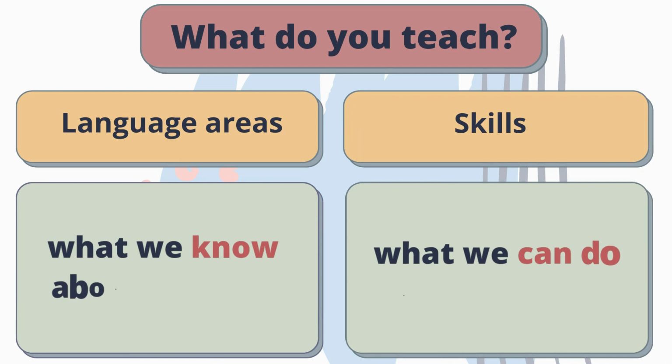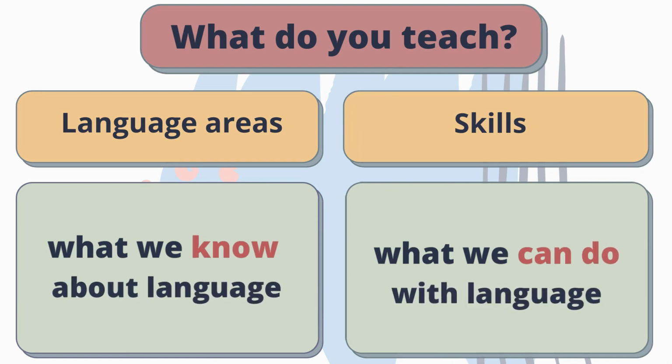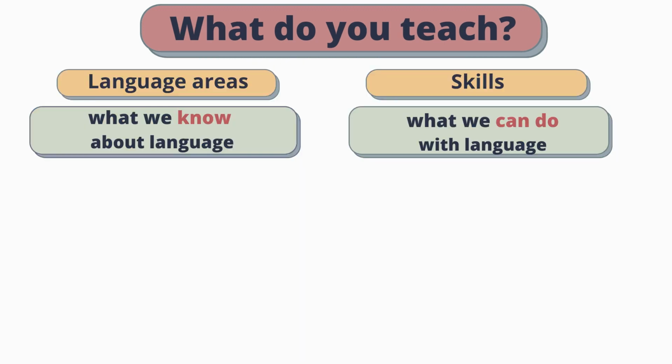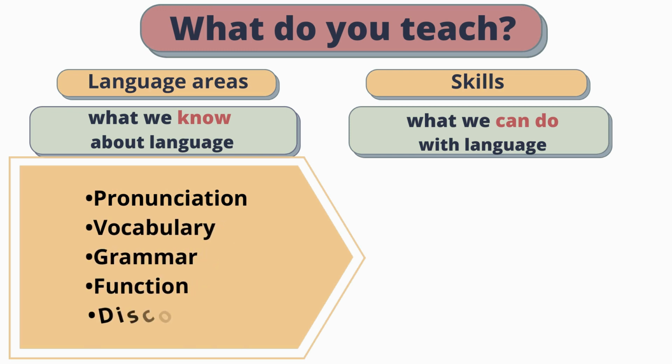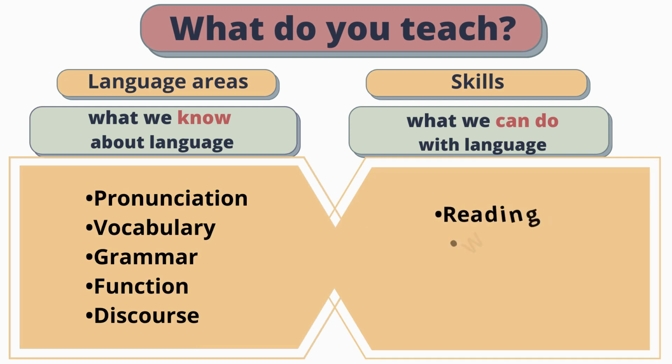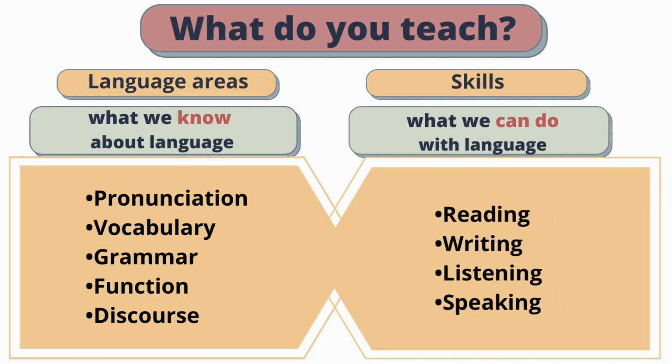Language areas refer to what we know about language, while skills refer to what we can do with language. Now, the next natural question is, what is it that we know about language, and what can we do with language? What we know about language is pronunciation, vocabulary, grammar, function, and discourse. What we can do with language is reading, writing, listening, and speaking.